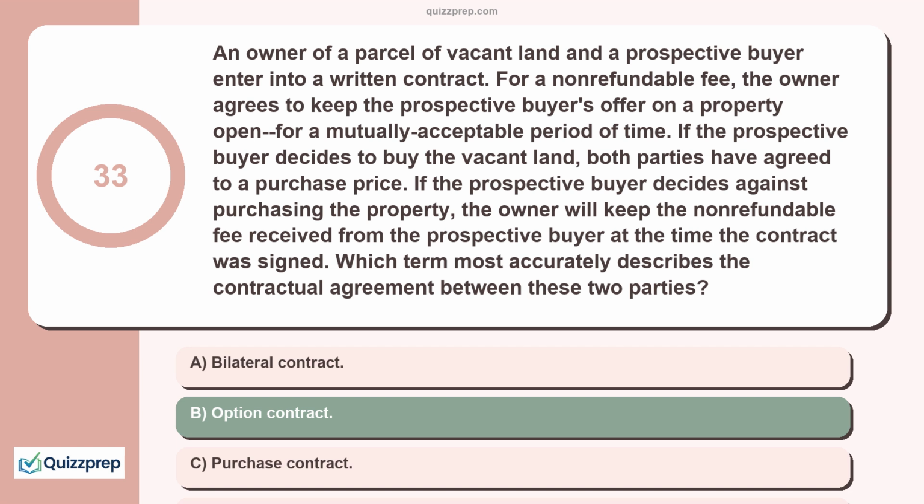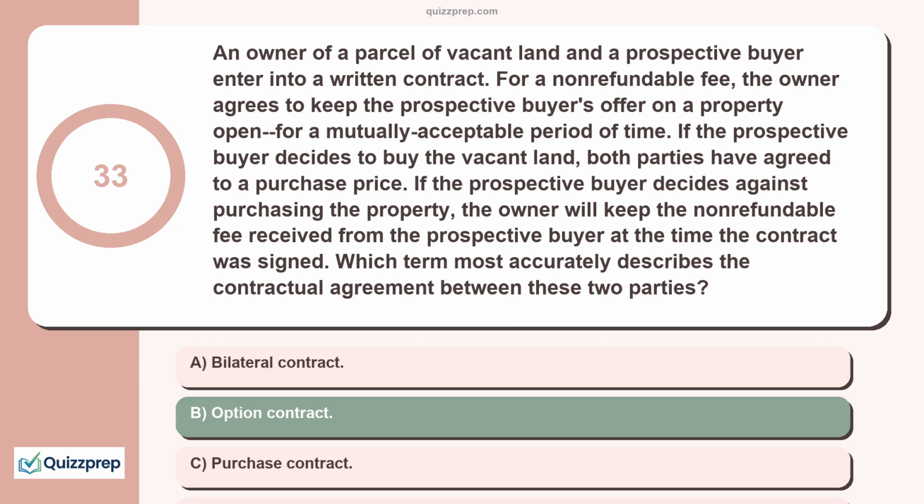Note, prospective tenants could also enter into an option with owners regarding prospective leasehold property. If the prospective tenant decides not to exercise the option, the owner would keep the non-refundable option fee. A is incorrect. A bilateral contract is the exchange of a promise for a promise. Here, the prospective buyer is not making a promise and has the freedom to walk away if deciding against the purchase of the property.